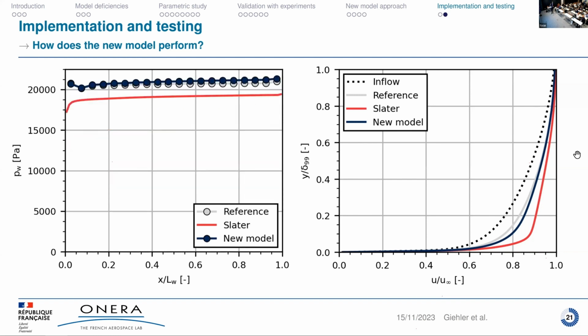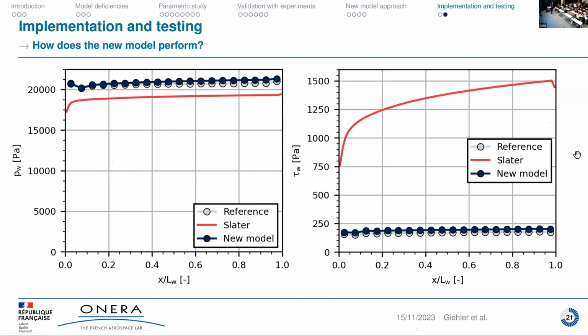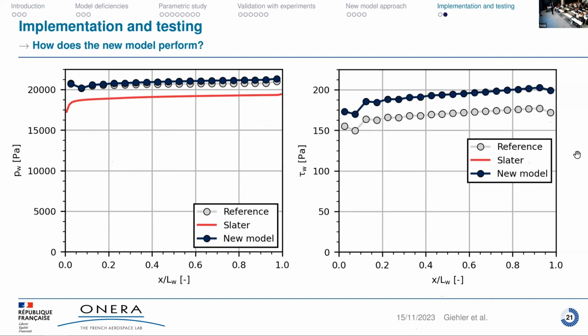We can now also look at the other quantities like the wall pressure. The wall pressure is very well reproduced by the boundary condition. And very interesting is also the wall shear stress, since in the reference, like in other boundary conditions, the suction is quite uniformly applied. We have a complete overestimation of the wall shear stress. And with the new approach, we are quite close to our reference simulations.